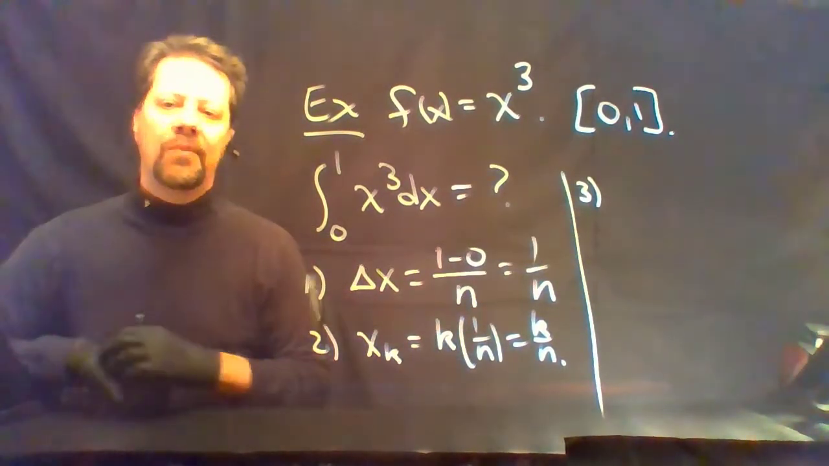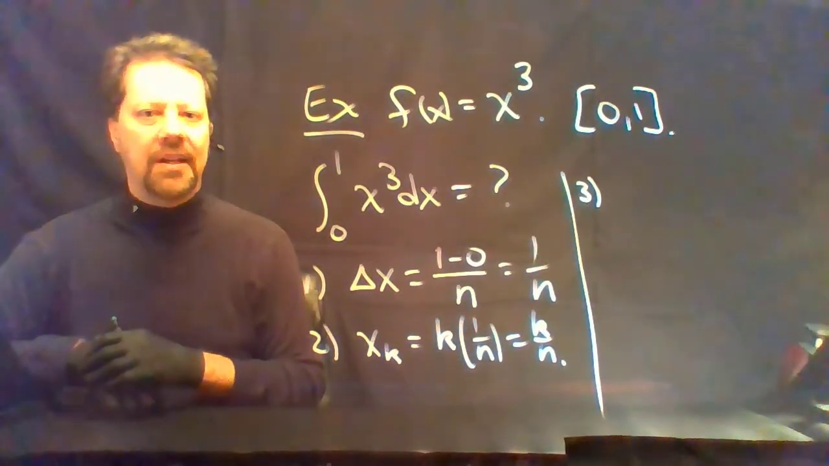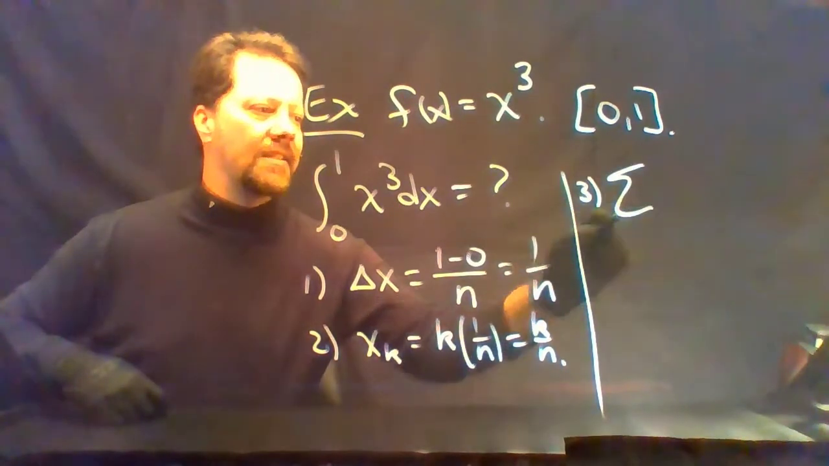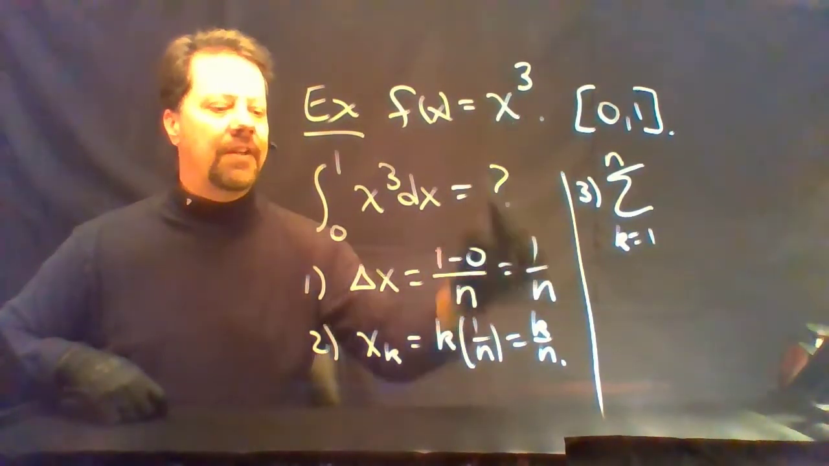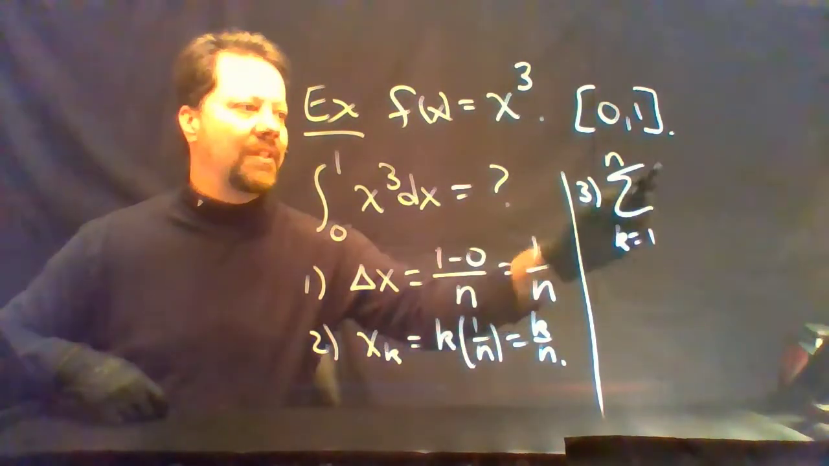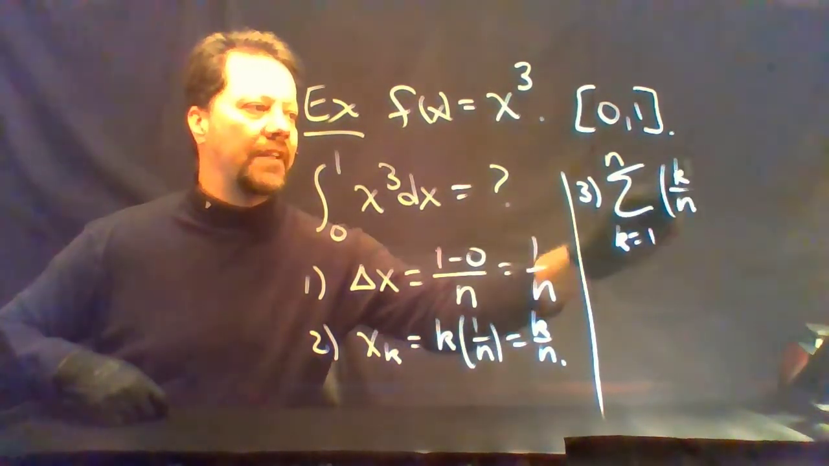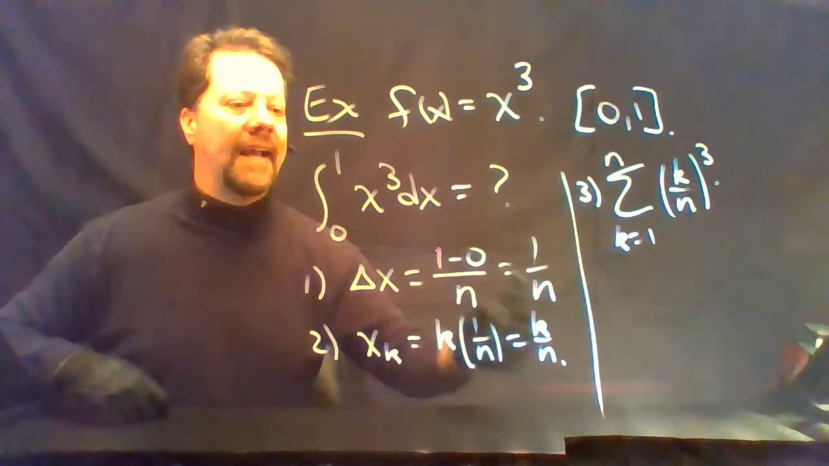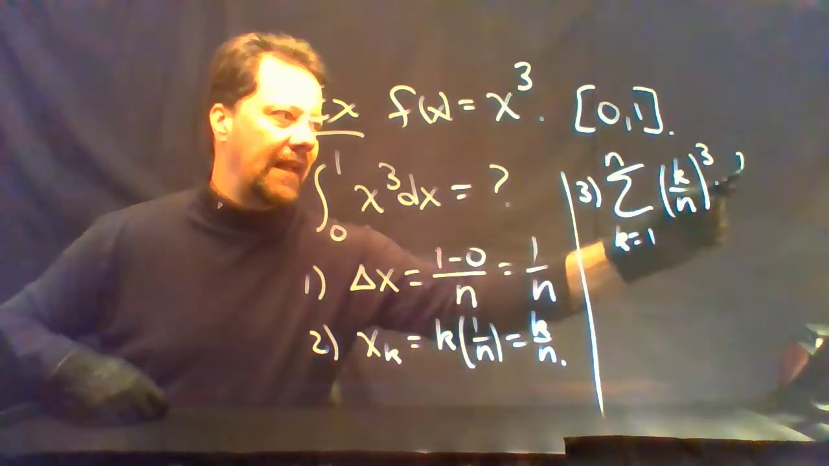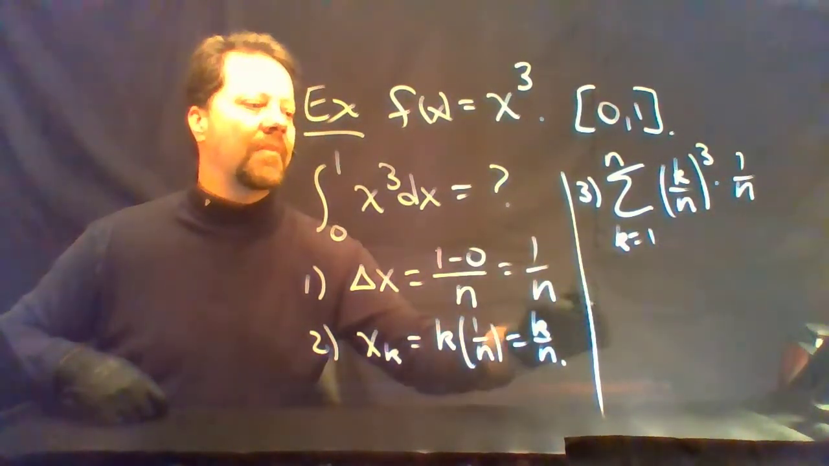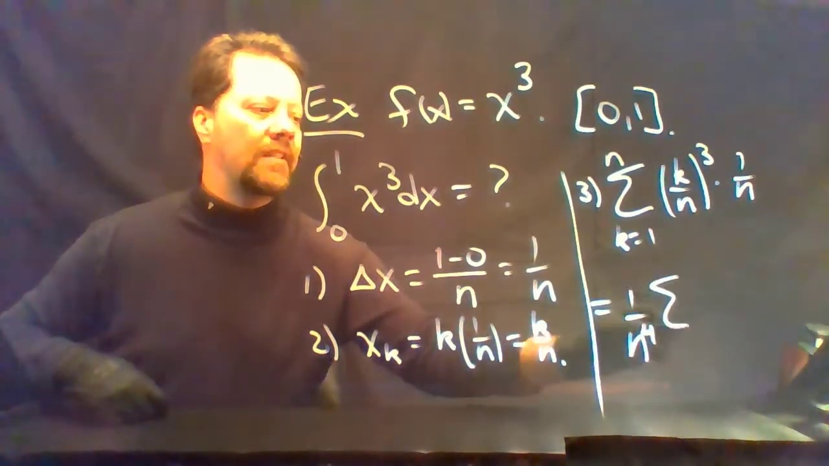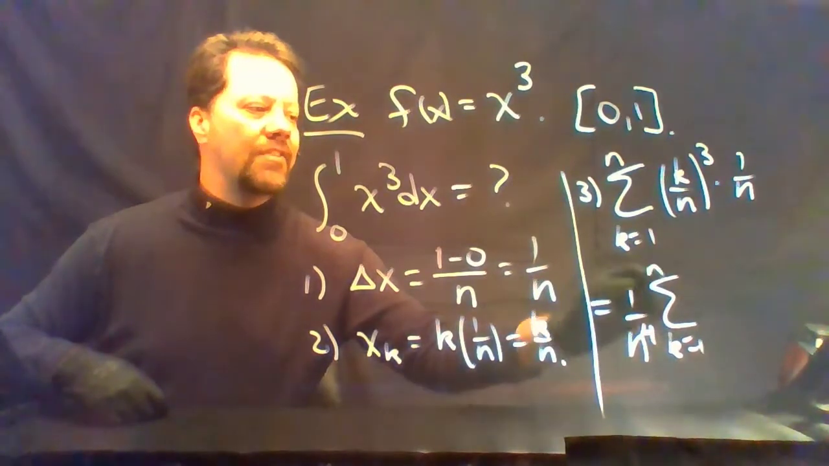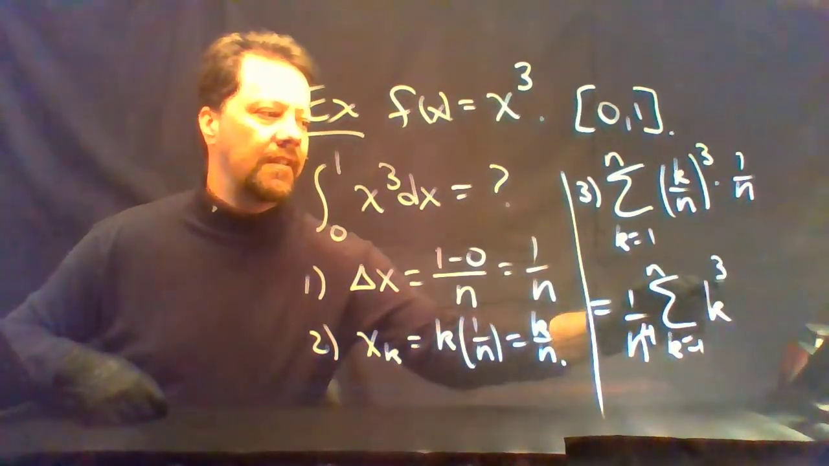Third, we estimate the area using a Riemann sum. So we'll write that as the sum as k goes from 1 to n. We evaluate the function at xk, which in this case is k over n cubed, and then we multiply by delta x, which is 1 over n. In this case, we can rewrite this as 1 over n to the fourth times the sum as k goes from 1 to n of k cubed.